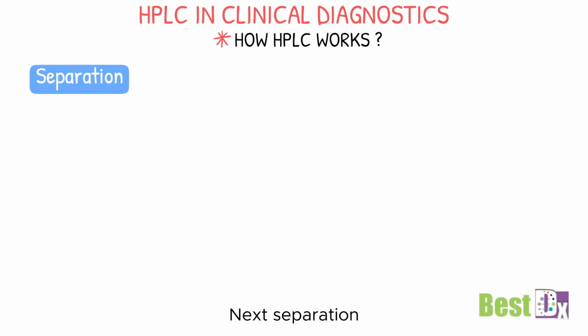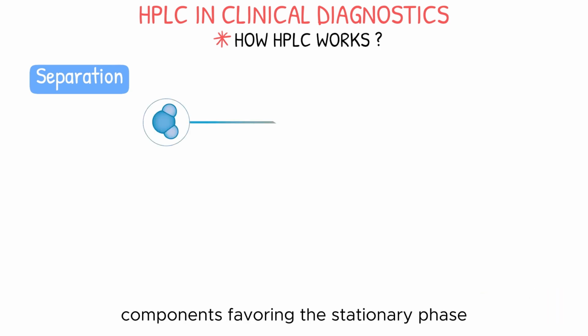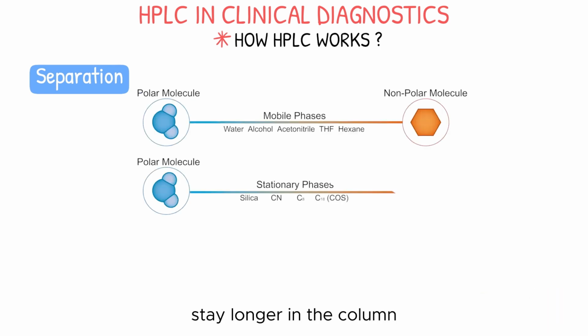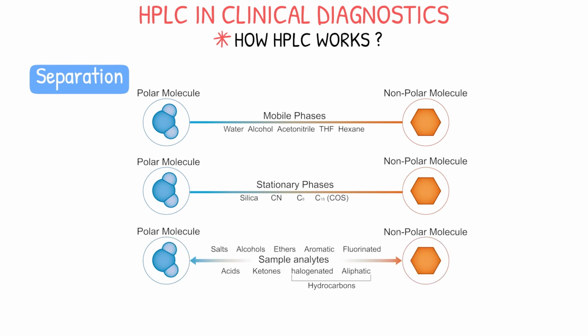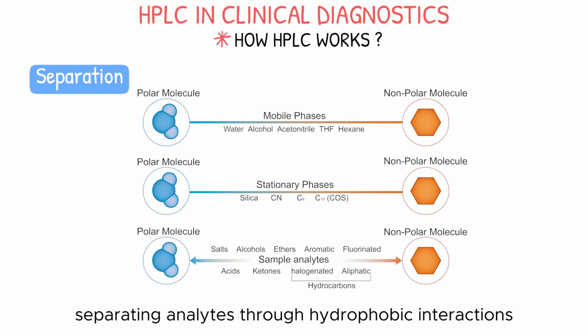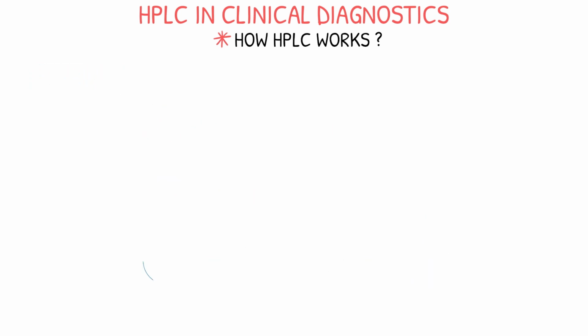Next is separation. As mentioned above, components favoring the stationary phase stay longer in the column, while those preferring the mobile phase move quicker. Normal phase HPLC using a polar stationary phase separates via polar interactions, while reversed phase HPLC utilizes a non-polar stationary phase, separating analytes through hydrophobic interactions.